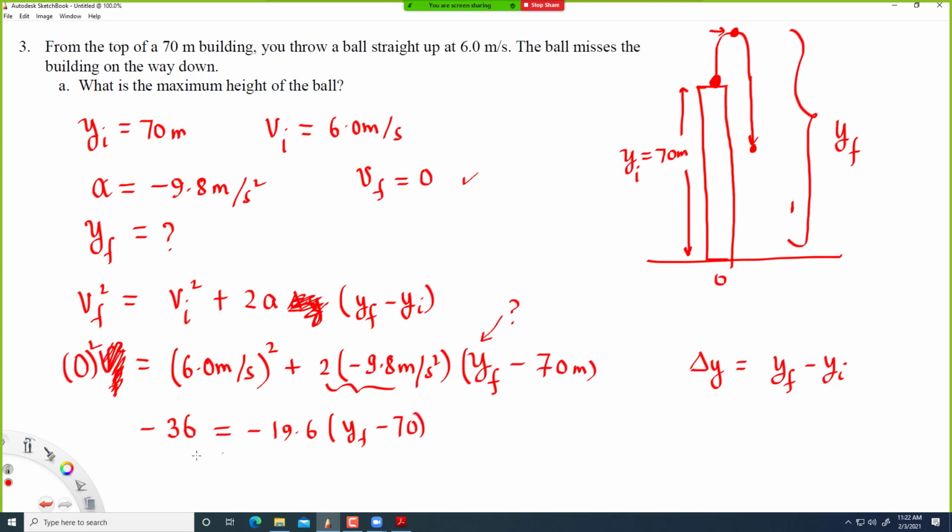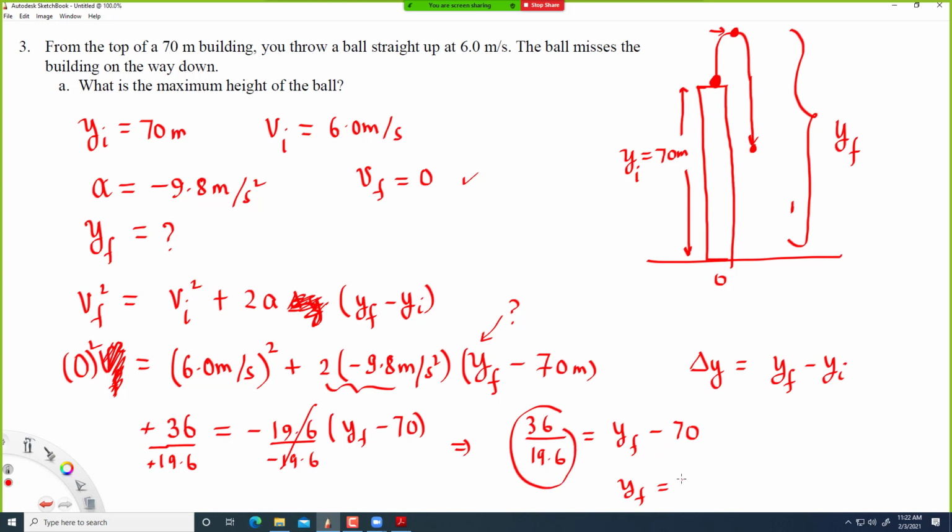And then you can divide both sides by negative 19.6. The negative and negative cancel. So 36 over 19.6 is equal to yf minus 70, and then yf is this thing, that would be 1.8 plus 70, that is 71.8 meters.